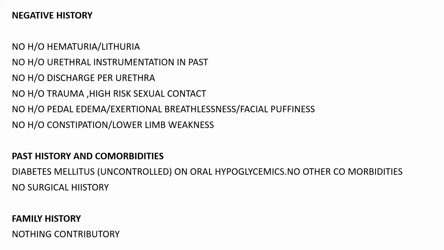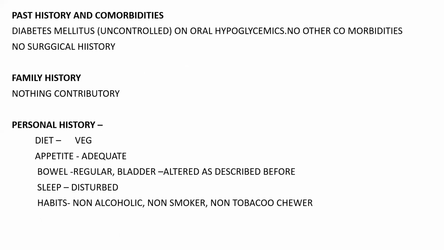There is no history of hematuria, lithuria, urethral instrumentation in the past, discharge per urethra, trauma, or high risk sexual contact. There is no history of pedal edema, exertional breathlessness, or facial puffiness. No history of constipation or lower limb weakness. The patient is diabetic, at present uncontrolled, and is presently on oral hypoglycemics. No other comorbidities. No surgical history in the past. Family history is non-contributory. Personal history: the patient is vegetarian by diet. Bowel is regular. Bladder, lower urinary tract symptoms as described before. Sleep is disturbed due to nocturia. The patient has no addiction to alcohol, smoking, or tobacco. That's all from the history.